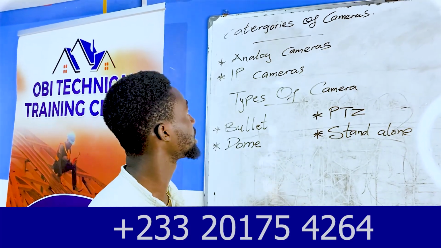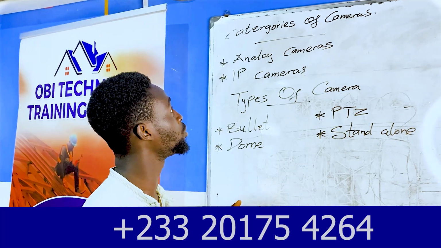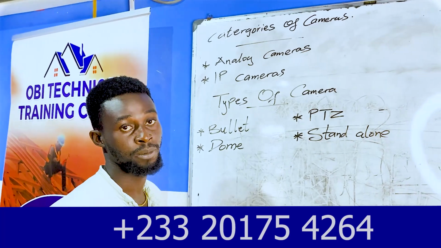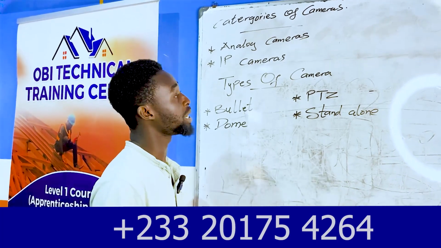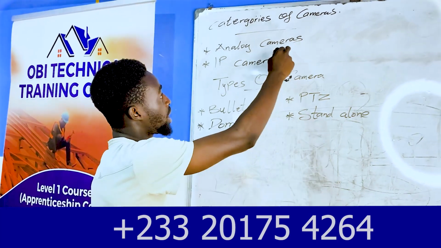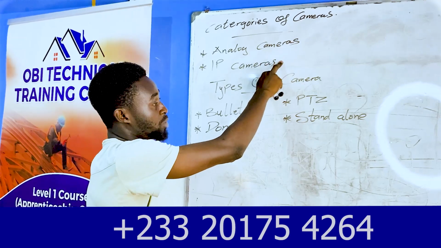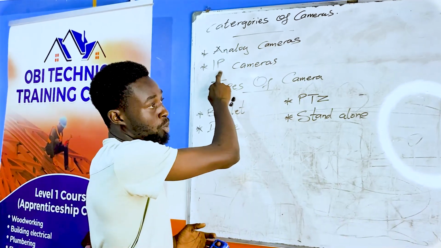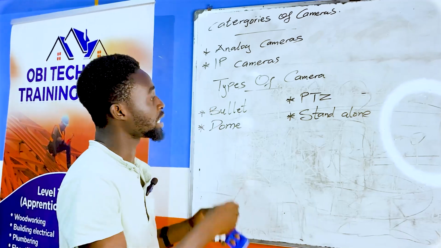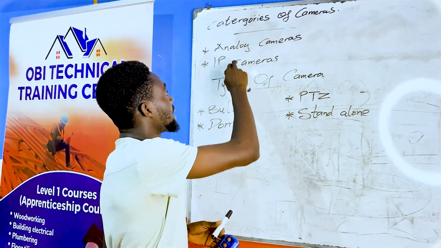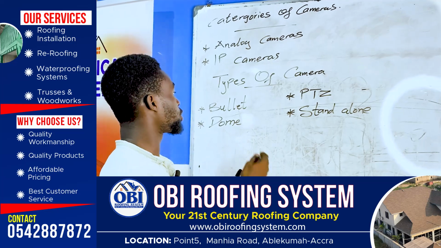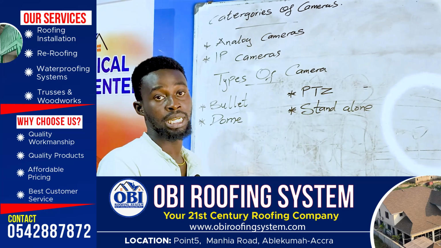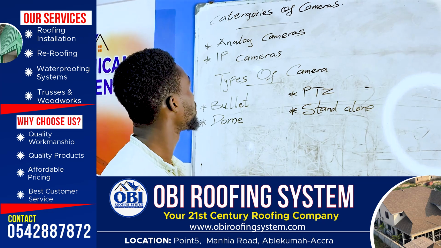Now let's get back to business. In our last episode, we ended under the categories of cameras. Like I was saying last time, there are two main categories of cameras. We have the analog cameras and then we have the IP cameras, where IP stands for Internet Protocol. In this episode, we'll be talking much more about the analog cameras. I'll show you some examples of analog cameras, and then I'll show you some examples of all the things I'll be mentioning in today's video.